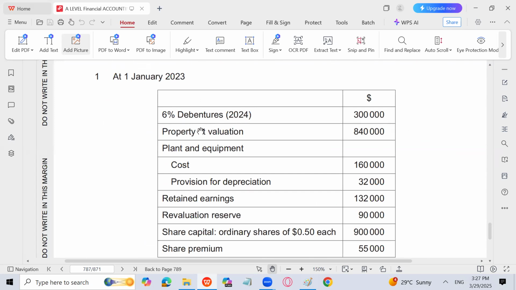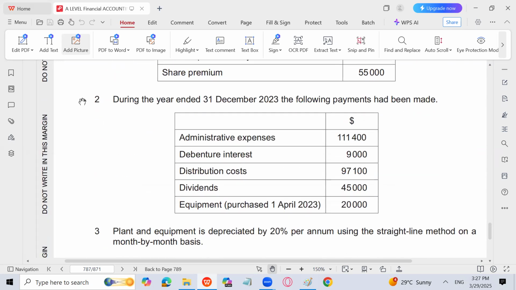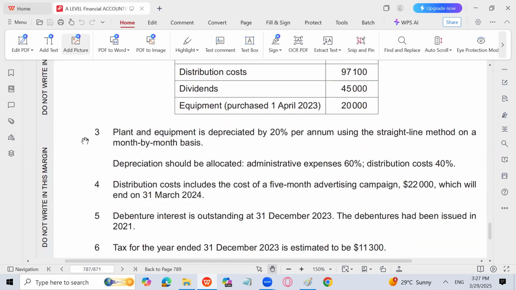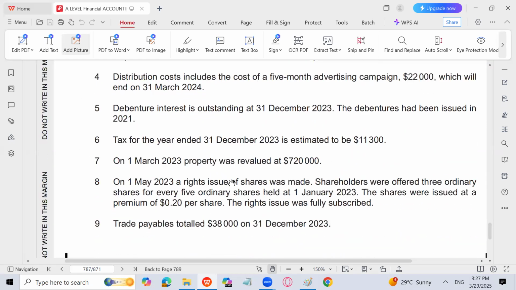3 lakh into 6% is the interest, 18,000. Out of that, we have paid 9,000. So 9,000 is outstanding, which will be recorded as 18,000 under the heading of expenses. Tax for the year ended 31st December is estimated to be 11,300. On 1st March, property was revalued at 7,20,000.